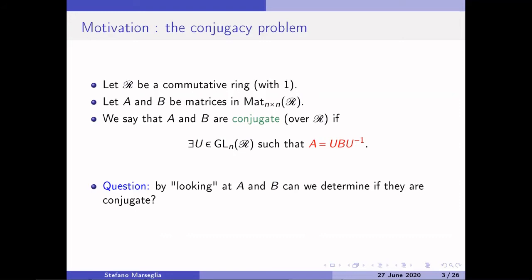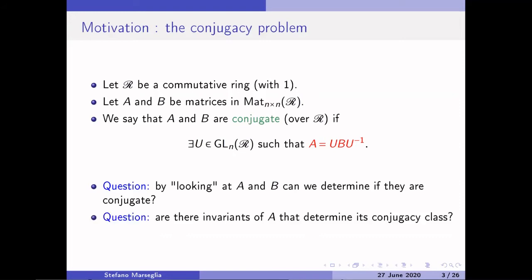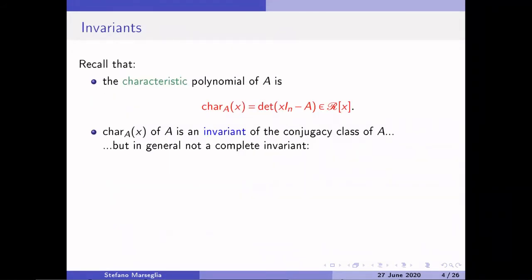So this is a very vague question, and there is a reason why it's vague. I'm going to make it very precise later. And the second question is: what are the invariants that determine the conjugacy class of a matrix, and are they easy to compute? And second of all, if we fix this invariant, can we also represent all the conjugacy classes with that fixed invariant? Okay. So let's talk about these invariants.